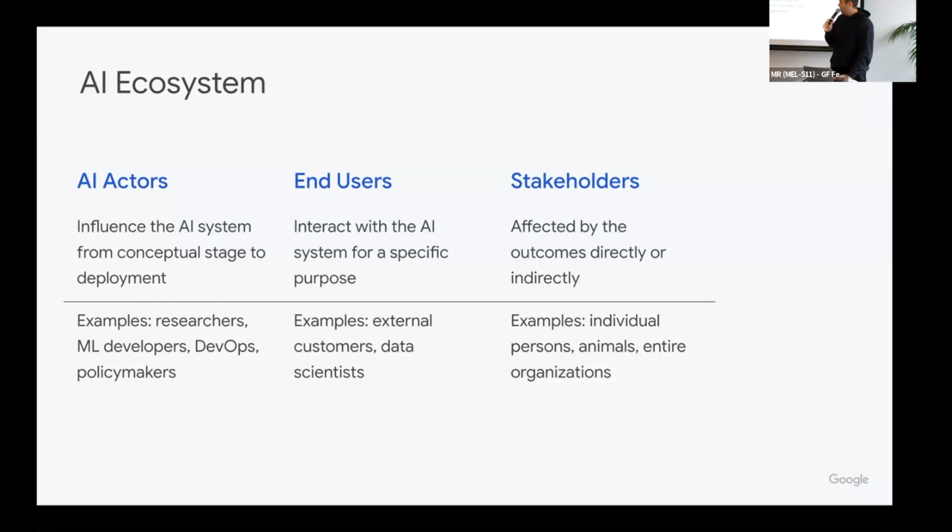Then lastly, we have stakeholders. These are all of those affected by the outcomes directly or indirectly. And this can be an extremely broad group. It can be individual persons, but it can also be animals or living beings, or even entire organizations.